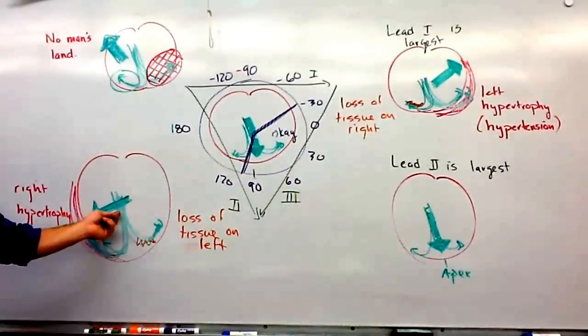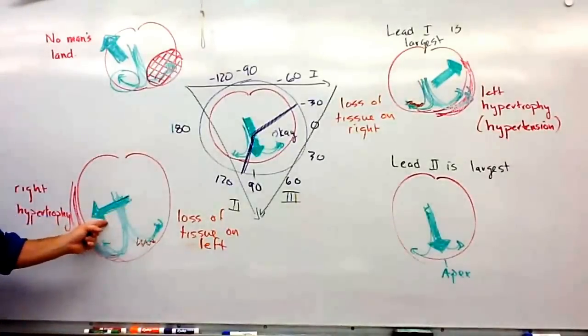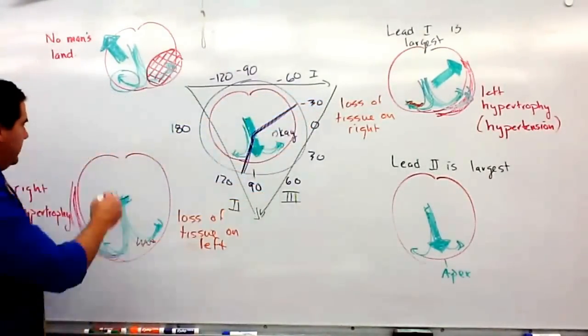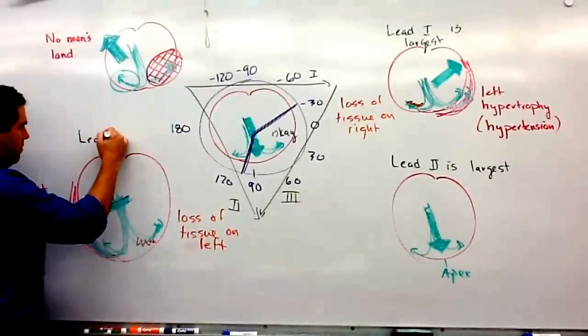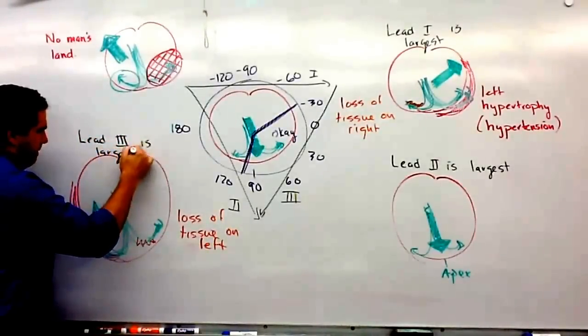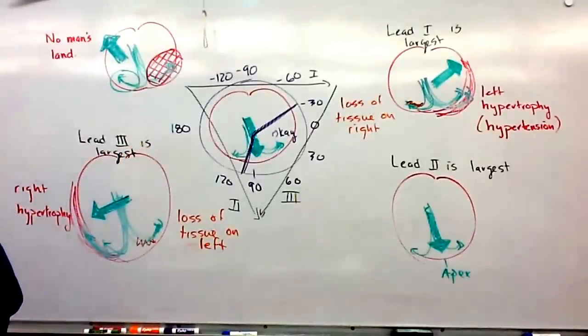Over here, the best lead to pick up a voltage vector in this direction is lead 3. And so if lead 3 is the largest, it means you have a rightward deviation. And those are slight subtle changes over time that you want to be worried about. If there's no subtle change over time, if you see this, you need to do something about it quick.